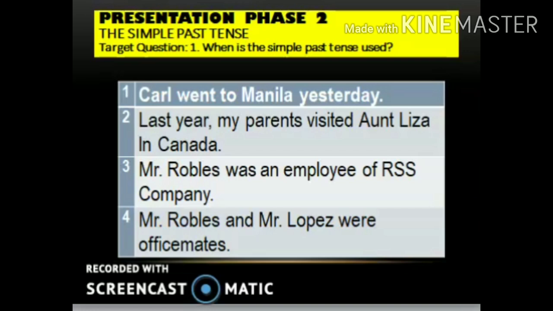Sentences 1 and 2 express a past action, or an action that already happened in the past. Sentences 3 and 4 express a past condition, or a condition that already occurred in the past.